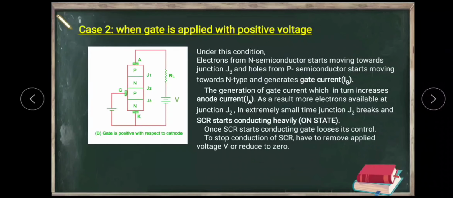Once the SCR starts conducting, the gate loses its control. So even if you remove the gate voltage, the conduction does not stop at all. If you want to stop the conduction, you have to remove the voltage between the anode and cathode terminals. Is it clear? In the next class we'll discuss a small derivation for SCR, that is the expression for anode current, and the VI characteristics of SCR.